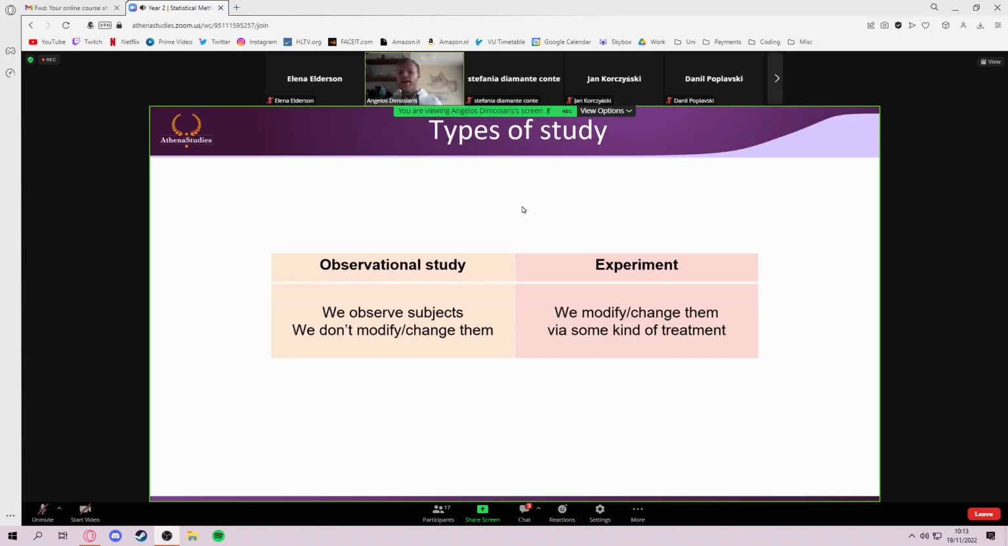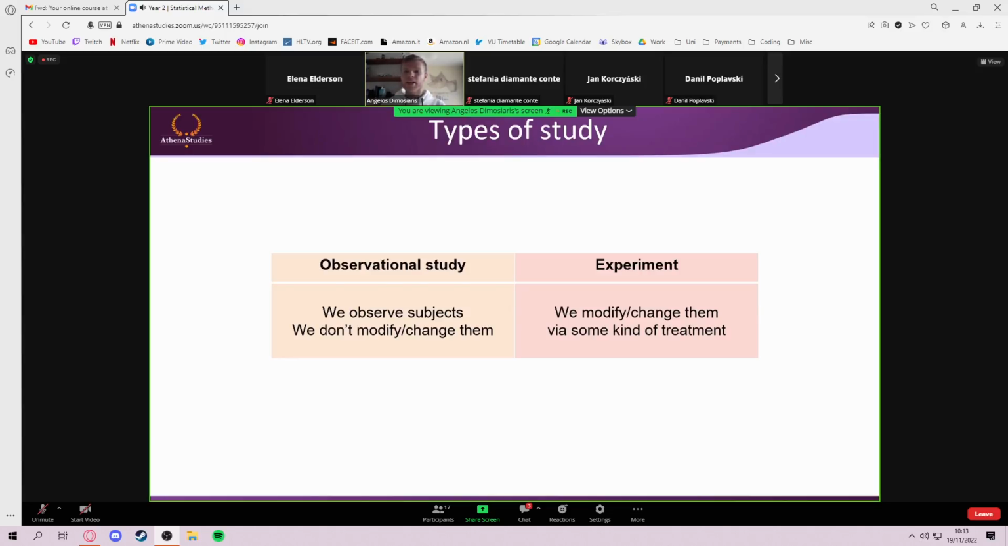All right, so we have two big categories of studies. On the one hand, we have observational studies. In this case, we just observe subjects, we observe the participants. We don't modify them, we don't change them. We do not have a treatment on them.